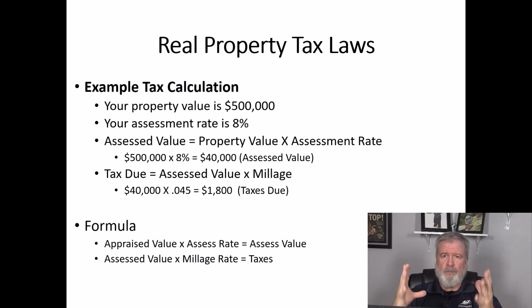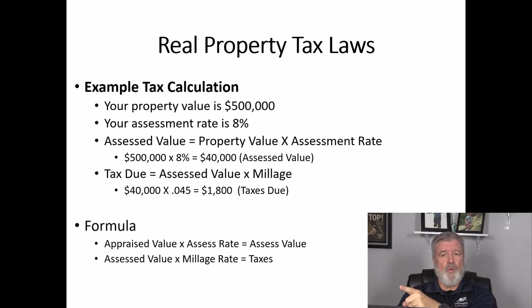That's your overall property value. Y'all would consider that market value. But to be able to calculate what the taxes will be, we have to know what the assessed value is. And to do that, you just take the property value times the assessment rate. In this case, that gives you $40,000.